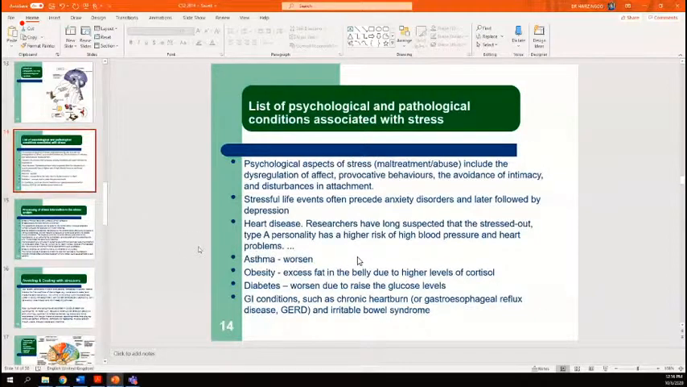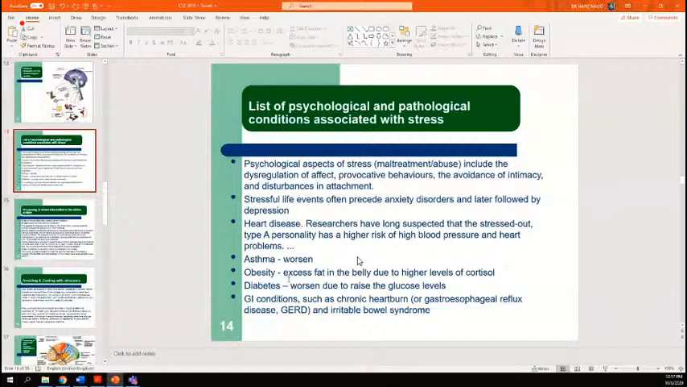But for the pathological conditions associated with stress, usually it is heart disease, and researchers have been able to show that in long-term stress, type A personalities have a higher risk of high blood pressure, heart disease, or chronic heart failure. Generally type A personalities tend to be the angrier type, so they get stressed out more easily. And asthma becomes worse. If they have asthma and are under stress, the asthma worsens.